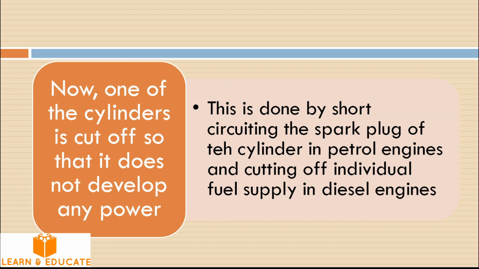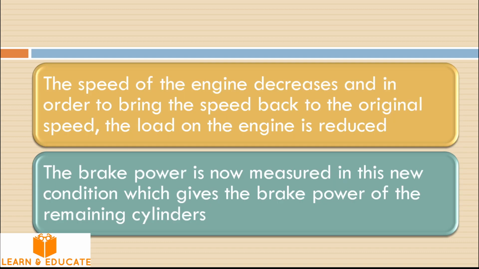The first cylinder will be cut off, which means it does not develop any power. This is done by short circuiting the spark plug of the cylinder in the case of SI engines, or cutting off the individual fuel supply in diesel engines, depending on whether it is a CI or SI engine. Now the speed of the engine decreases. You know that, right? One cylinder is not delivering any power at all, therefore the speed of the engine decreases.